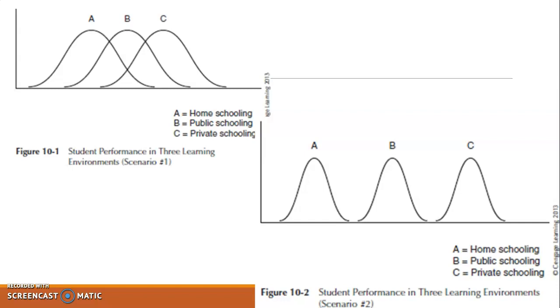And what ANOVAs do is they tell us whether we have figure 10.1 or whether we have figure 10.2, whether there is a significant difference between the means, more variance between the means than within each group, or whether there is more difference within each group than between the means. And much of the rest of this chapter, we're going to talk about within groups versus between groups. Within groups is how much is going on within that particular group. Between groups is what's going on between group A and group B.